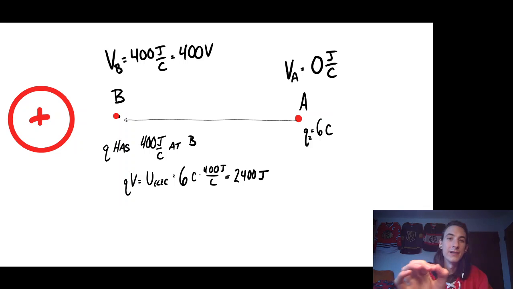We move it from A to B, where B, again, property of the location, it's the same location, it's still point B, has a defined 400 joules for every coulomb that we move there. So we have 400 volts at location B. So we go from 0 to 400. So we gave this charge, the 6 coulomb charge, 400 joules for every coulomb that we moved. In this case, we moved 6 coulombs. So we gave this 6 coulomb charge 2,400 joules of electric potential energy.